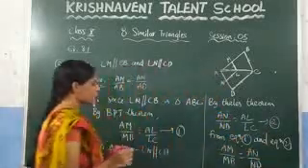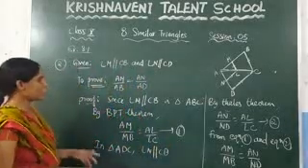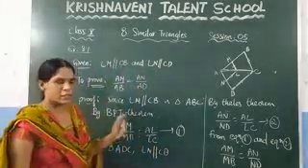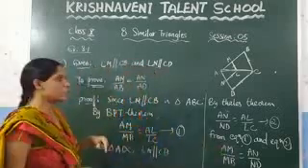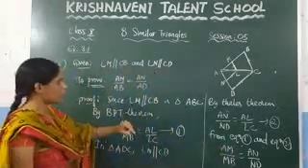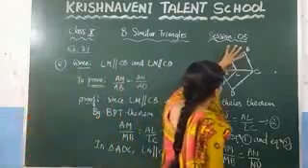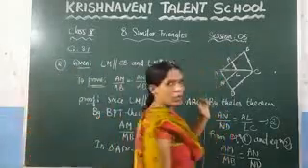So here, see the question. What we need to prove here? Here, what we got is AM by MD is equal to AN by ND. But what we need to prove is AM by AB, that means AM by AB is equal to AN by AD, the whole length.